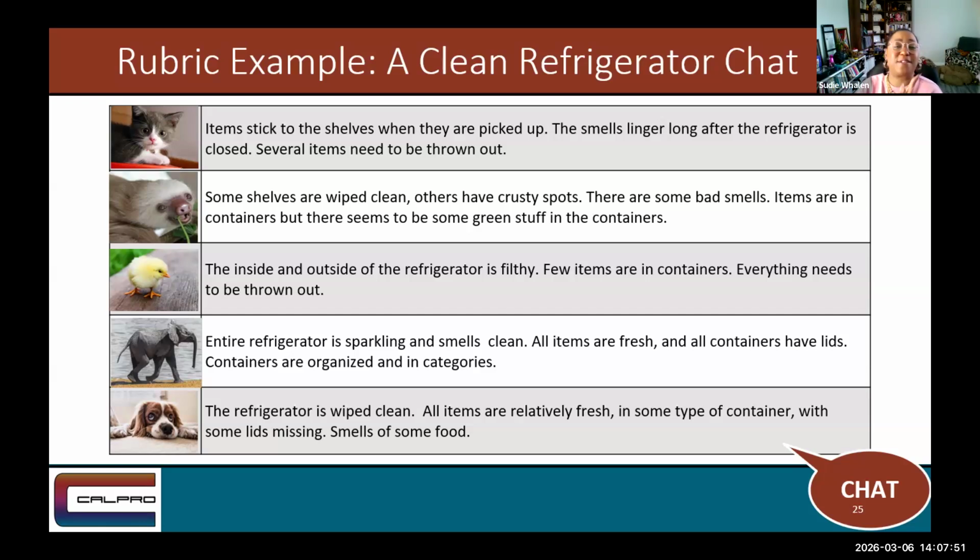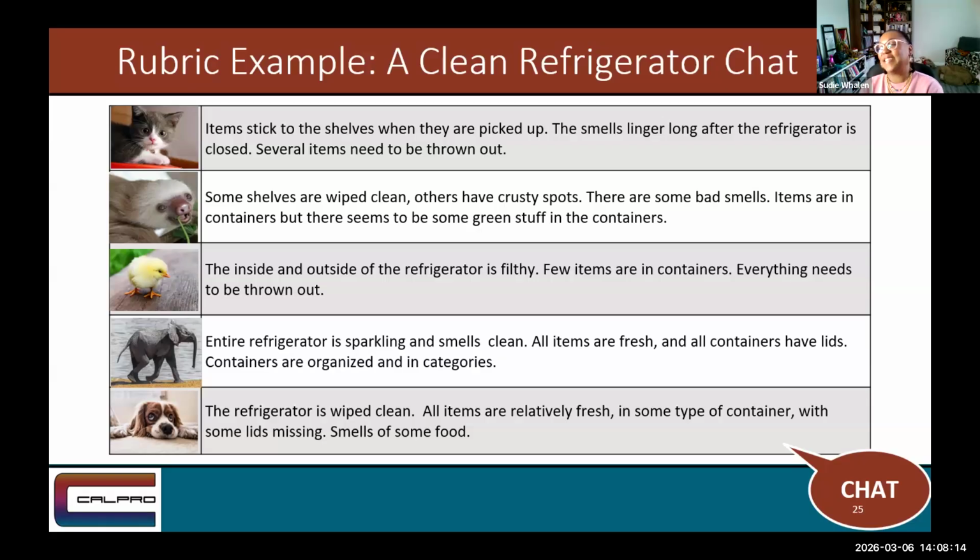We've got our baby elephant. The entire refrigerator is sparkling and smells clean. All items are fresh. All containers have lids. Containers are organized and they're in categories. Yeah, we've got a couple of 3s and mostly 4s. Isabel's like, they got 100%. These are perfect. I'm so curious what Isabella's score is at this point. Isabella is like really judgy about people's refrigerators.